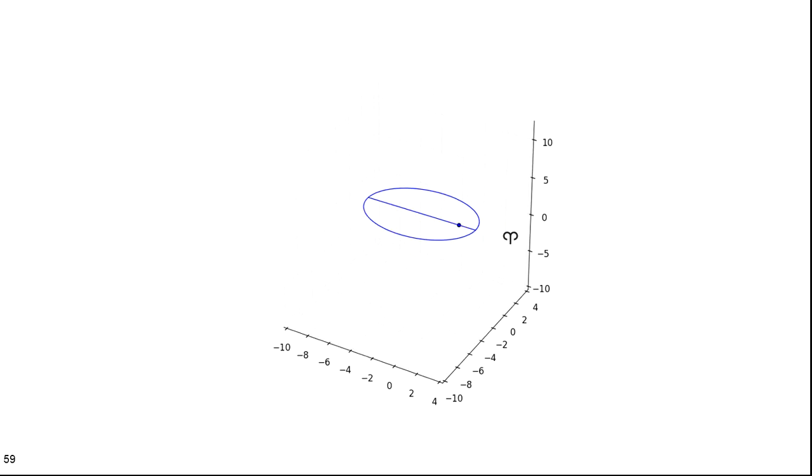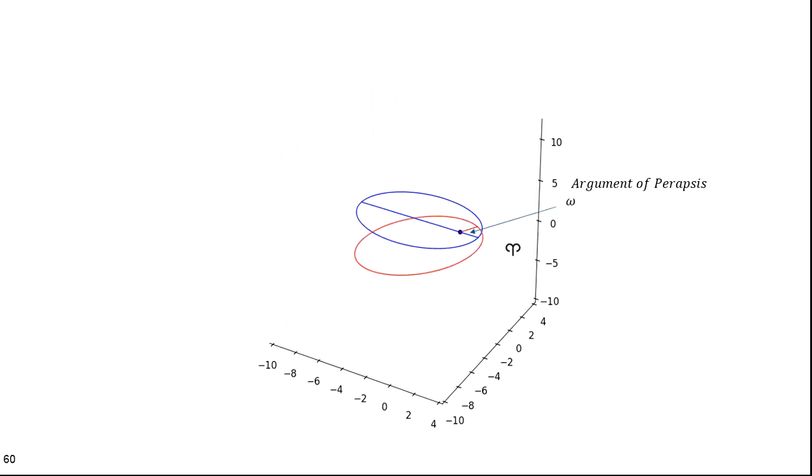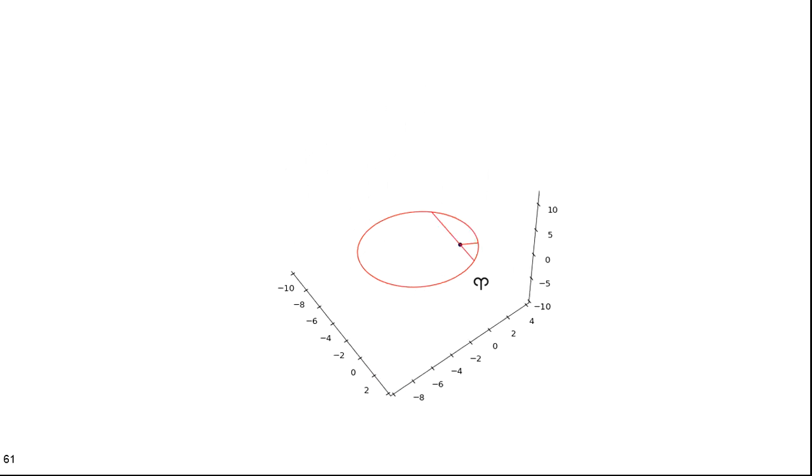Let's draw the ellipse with a major axis line. This line is coincident with the x-axis and points to the first point of Aries. The next degree of freedom involves a rotation about the z-axis. Notice the line that extends from the focus to the periapsis point on the red ellipse. We call that the argument of periapsis. The rotation omega is the angle between the blue semi-major axis line that points to the first point in Aries and the red line of periapsis. This is the third degree of freedom.